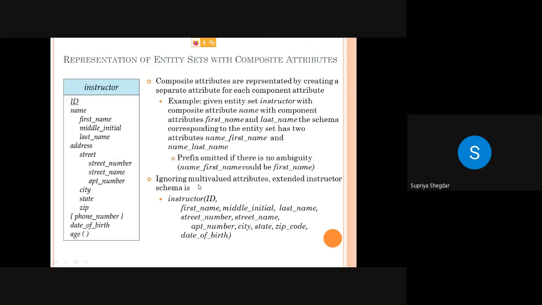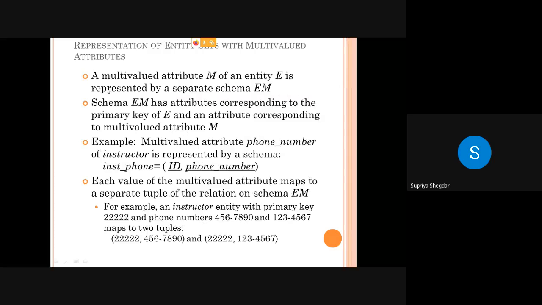Okay, we know that here the phone number is the multi-valued attribute of the instructor entity set. Now, while reducing it to the schema, we create a new schema or a new table, inst_phone. Meaning we can give the name of that multi-valued attribute to the new schema, and this new schema contains two attributes. The first attribute is the primary key of the entity and the second is the multi-valued attribute, that is the phone number.